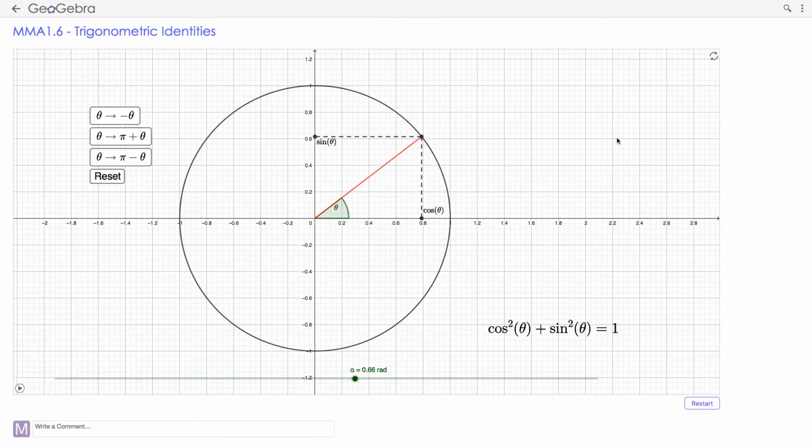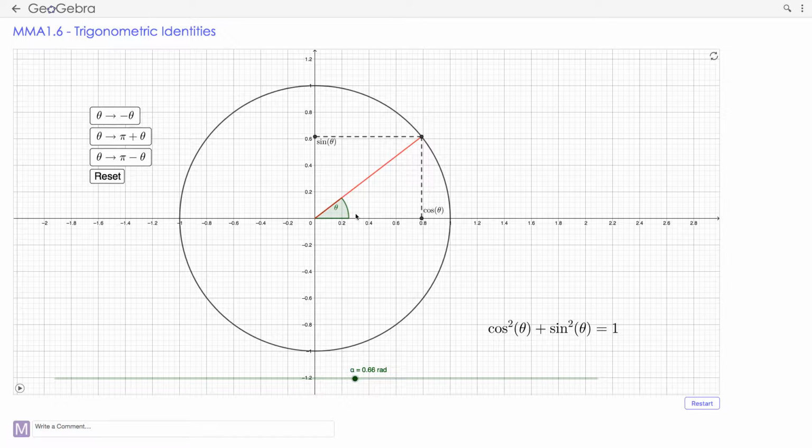Now that we have defined these functions, let's look at some of the properties they have. As you all know, a circle has many symmetries, and since sine and cosine and derived trigonometric functions are defined using this unit circle, they inherit some of the symmetries.